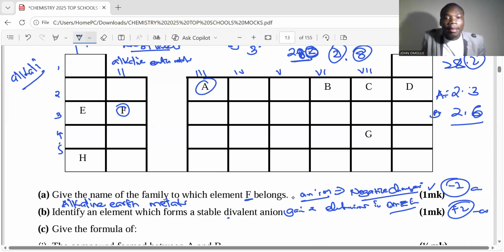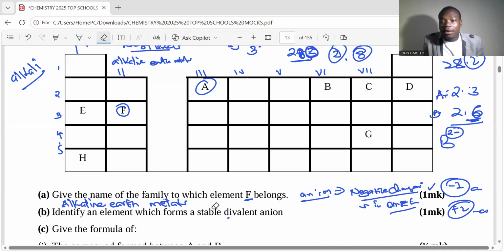So let's see. A cannot gain 2 because it has 3 electrons in the outermost energy level. B is in group 6. It is going to gain 2 electrons. So the B ion is going to be written this way. This is the divalent anion I'm talking about. For B to form a stable anion, it has to gain 2 electrons. When atoms gain electrons, they have a negative charge. When atoms lose electrons, they have a positive charge.